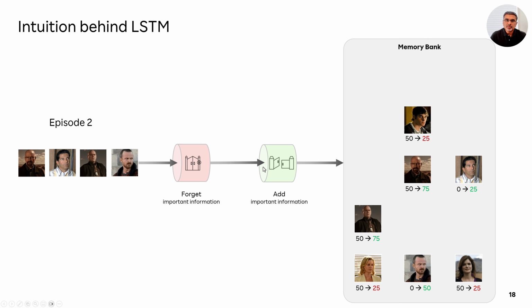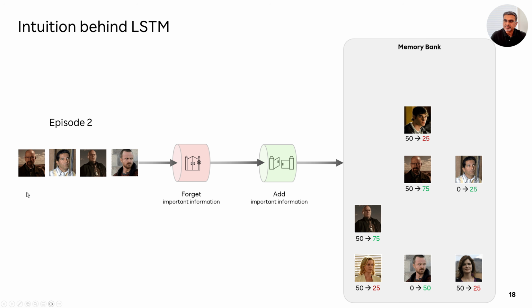We add the new characters that are showing up in the episode for the first time. Steve Gomez was at 0, he went to 25. And Jesse Pinkman was not there in the prior episode. His score was 0 in the memory bank. Now it has gone to 50. Why? Because Jesse Pinkman appears a lot more times than Steve Gomez in this episode, as an example. And we see that Walter White comes back into this episode and he also spends some time.